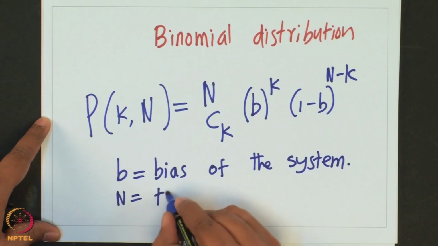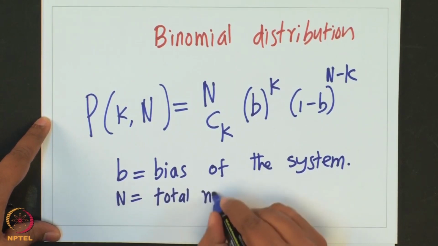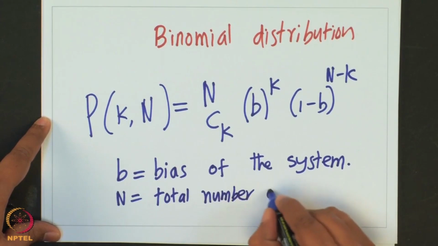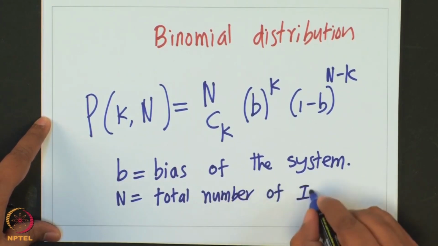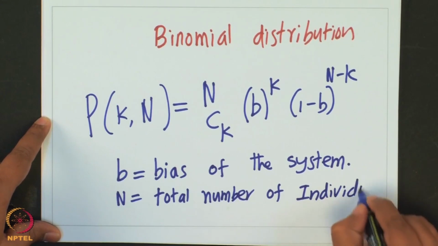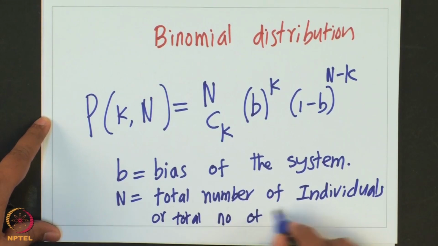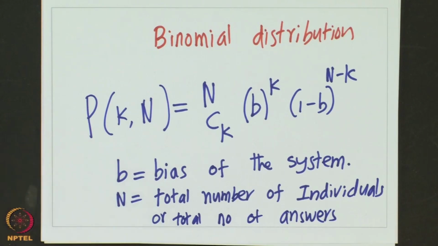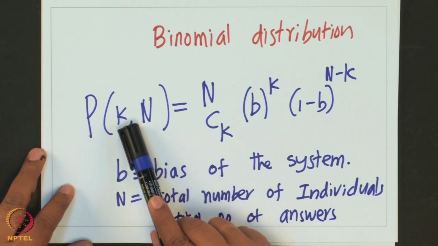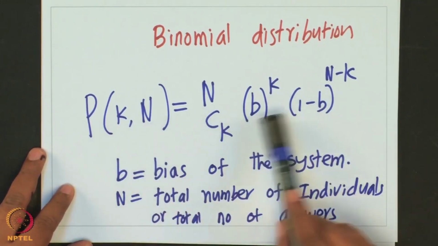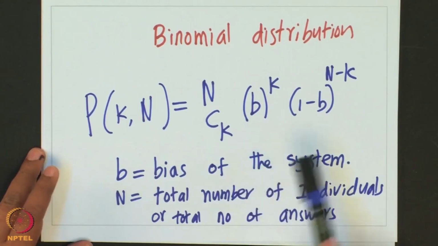N is the total number of individuals or cells, or the total number of answers. There will be some yes answers and no answers. Yes plus no, the total number is n. So if there is a total number of answers n, how likely is it that you will get k of them yes is given by this, where b is something called the bias of the system.